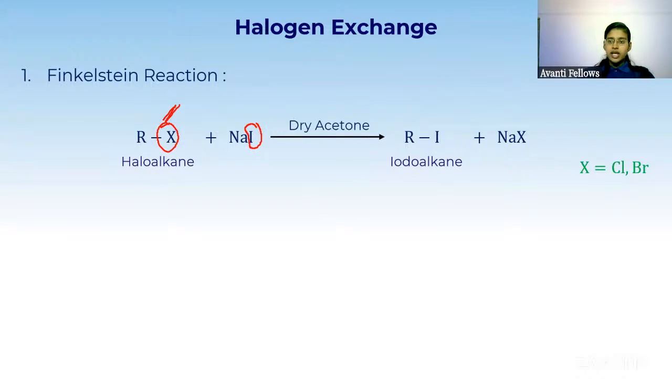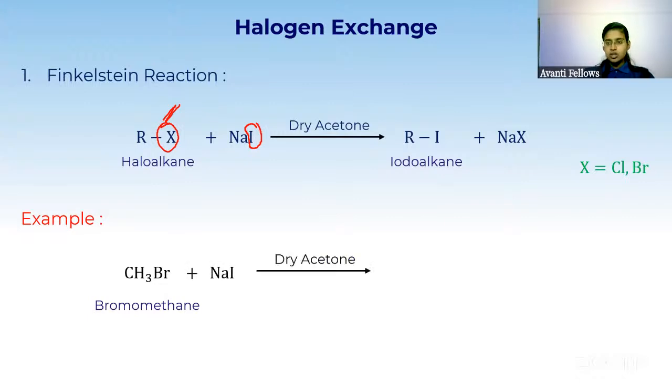For example, if I have CH3Br, which is bromomethane, and I treat this bromomethane with sodium iodide in the presence of acetone, what will I get? I have to replace this bromine by iodine. So what will be the product? It is CH3I and NaBr. Very simple, easy and very important reaction.